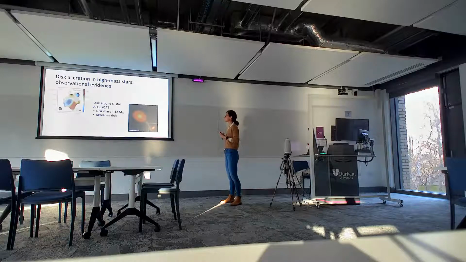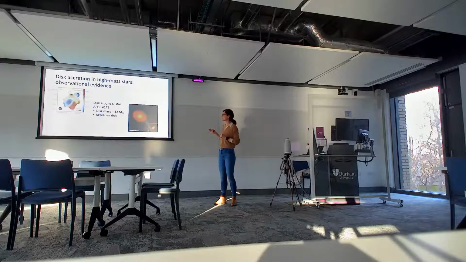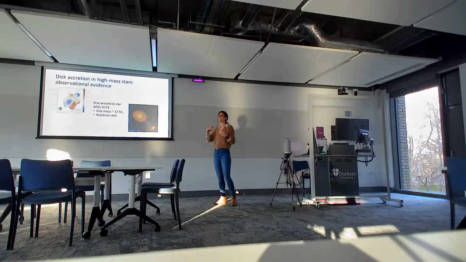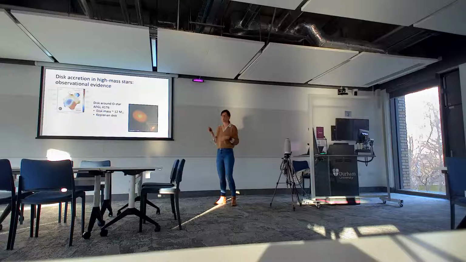Here's another one. This is a star called AFGL 4176. It's about 12 solar masses. It also has a Keplerian disk. So whenever you see these sort of blue to red maps, these are kinematic maps, where we show the velocity of an object, and you can see there is this gradient that goes from blue towards red, and then in the middle is where the star is, and the blue and the red is the rotational structure of the disk. Stuff that is moving away from you is going to be red shifted, and stuff that is moving towards you is blue shifted. That's why we use those colors.